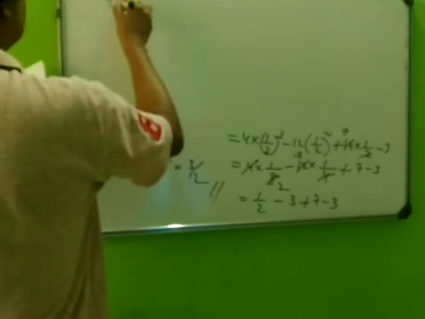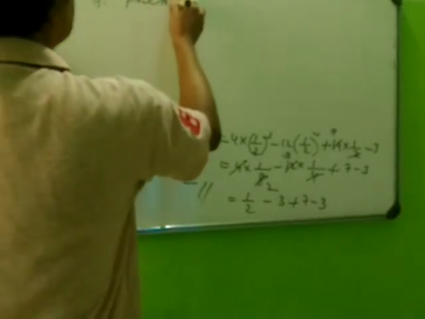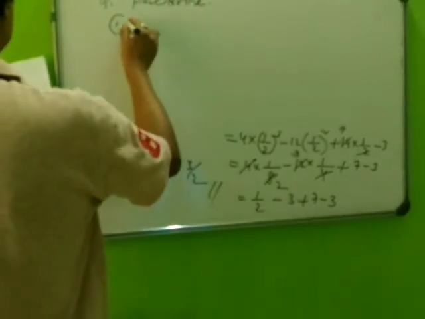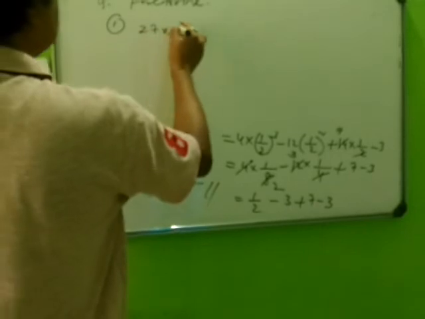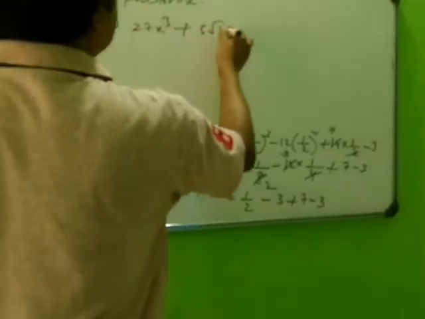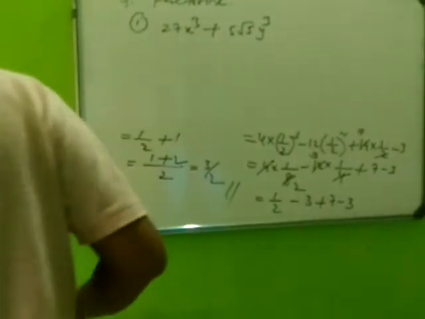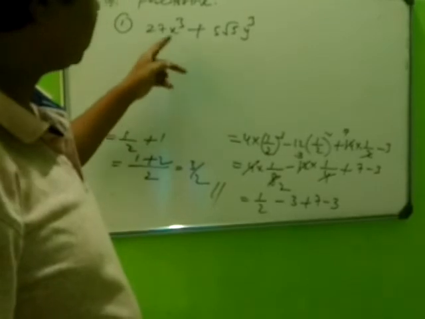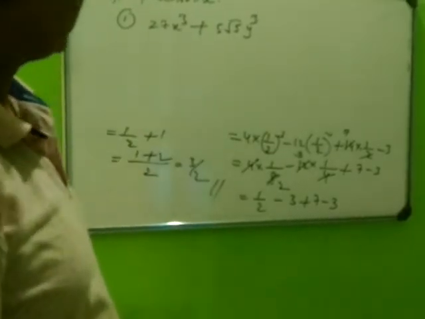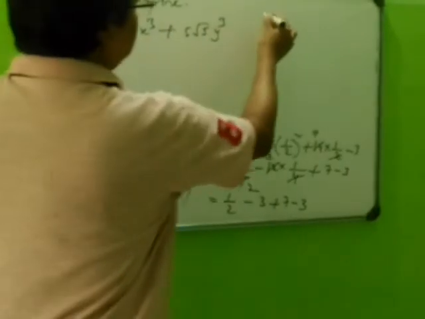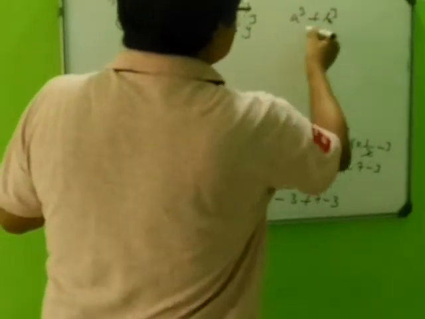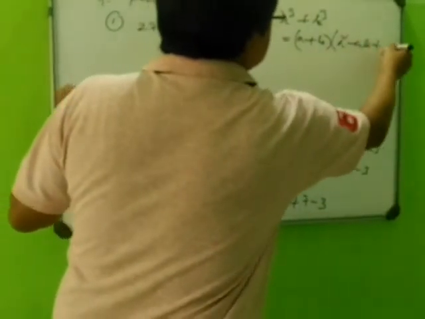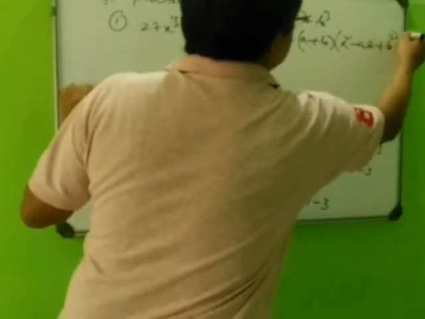Say one more, factorize. So it is number 1: 27x cubed plus 5 root 5 y cubed. These are all the questions I am giving from outside. You will get all this in your file. This is in the form of a cube plus b cube, which equals a plus b into a squared minus ab plus b squared. So this is your formula.